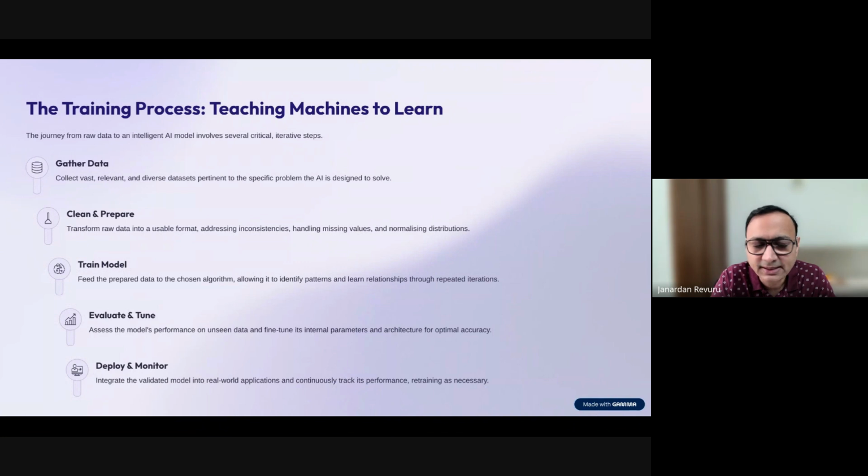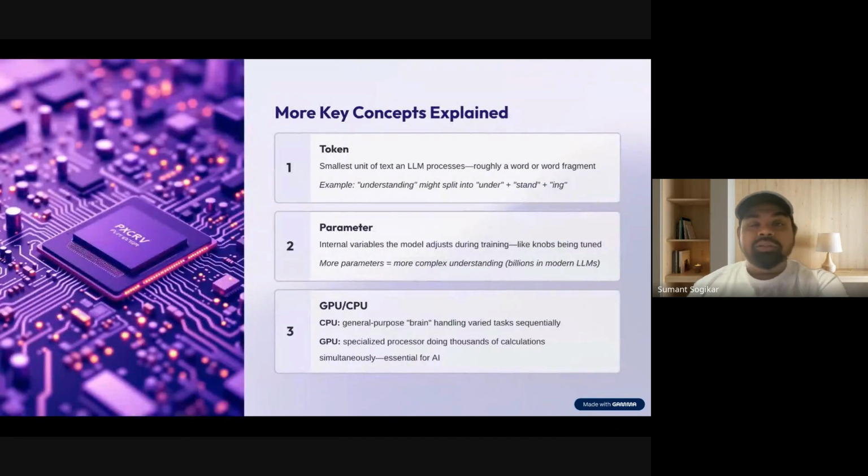Okay, I answered one of Satya's questions. We can continue. Okay, so we'll jump into some more key concepts. The first thing is token, then parameter, and your GPU and CPU. Again, as a beginner, these are the things which you need to understand.